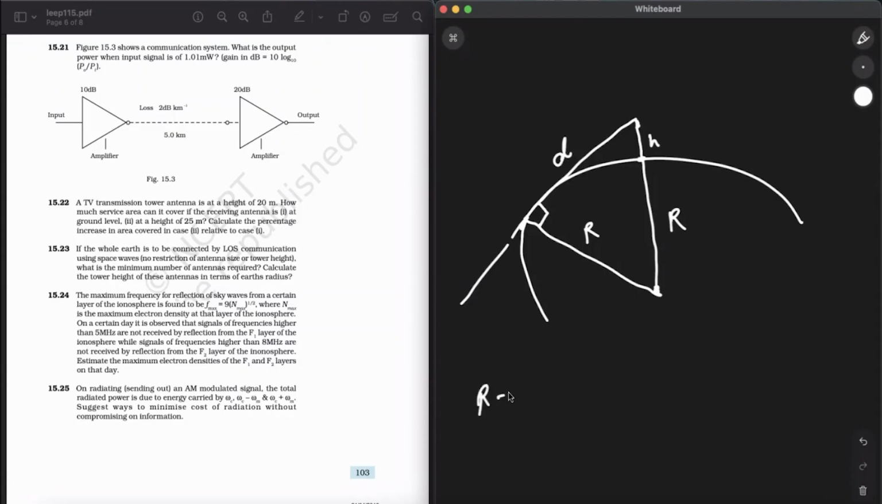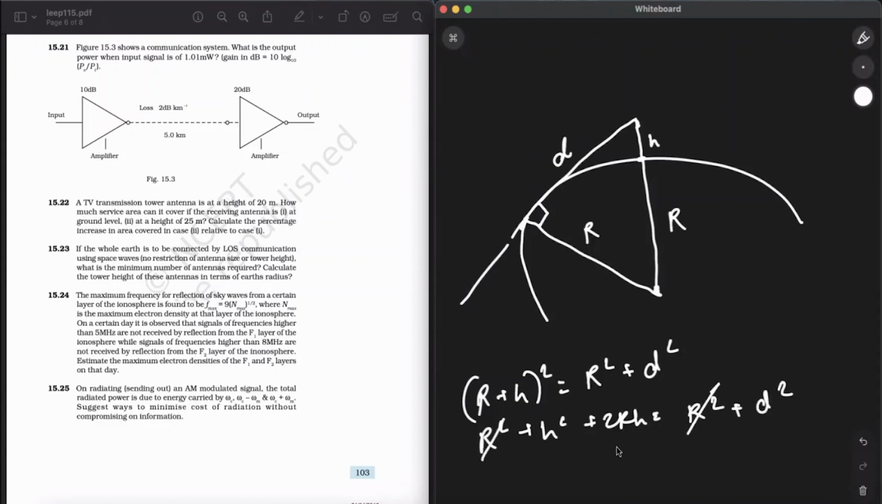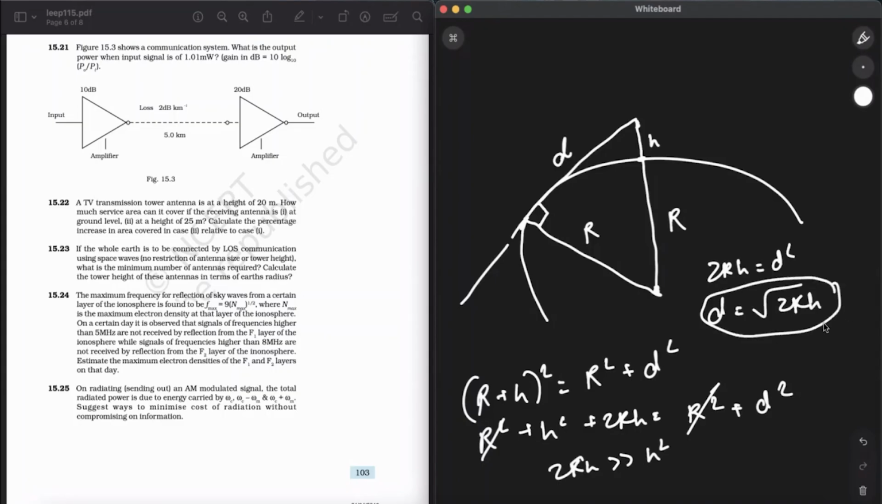So (R plus H) whole square is equal to R square plus D square. Now R square plus H square plus 2RH is equal to R square plus D square. Since 2RH is much greater than H square, we say that 2RH is equal to D square, and D will be equal to under root 2RH. So this is an assumption. We have assumed that this value is very small, so we have ignored it.